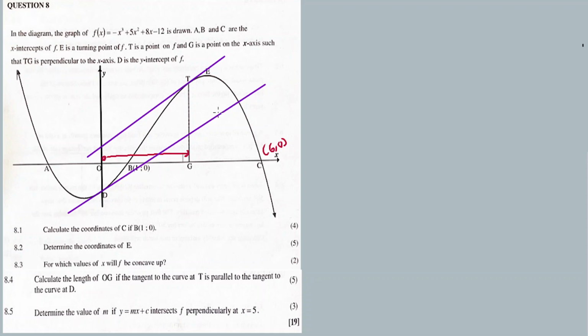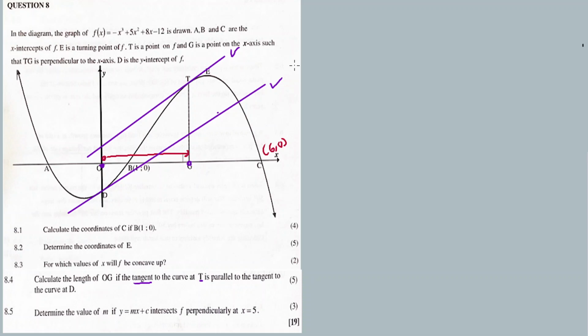Listen here. Let me read this question one more time. Calculate the length of OG. We want the length OG. They tell us about tangents. One at T, this one. Another one parallel to this tangent, which is a tangent to the curve at D. It's this tangent. So we have to calculate OG using all this information they gave us.